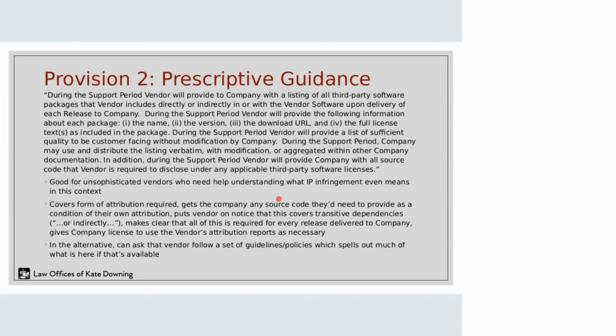Provision number 2, prescriptive guidance. Okay, so let's say you're in a scenario where you're dealing with a really small company. It's a small shop. They clearly don't really know anything about open source law, don't have in-house counsel, don't understand most of what you've written in the contract. And in fact, they seem to be the sort of shop that will just sign anything, right? Getting really prescriptive with people about what open source compliance means and what your expectations are is really, really helpful in that scenario, right?